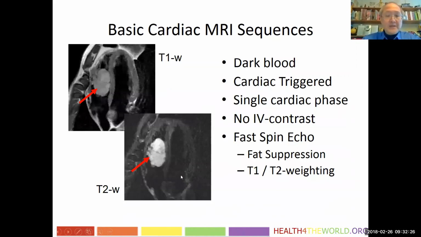Now, by making TE long, it is possible to get T2 weighting, and typically we do this in combination with fat suppression, typically with triple inversion recovery. So, by the way, this mass, we're going to see that later. This is a typical myxoma.